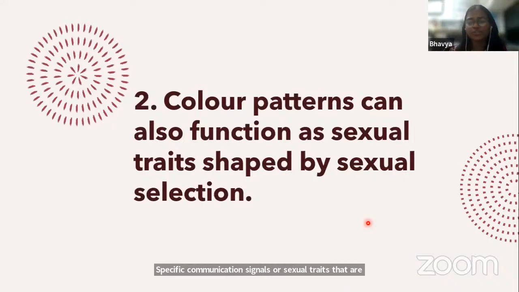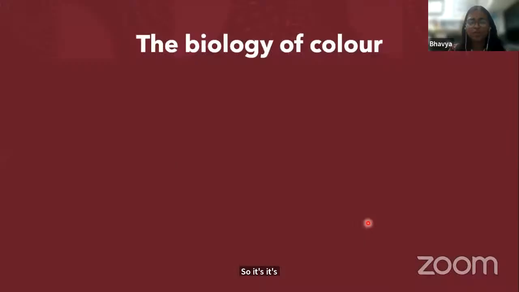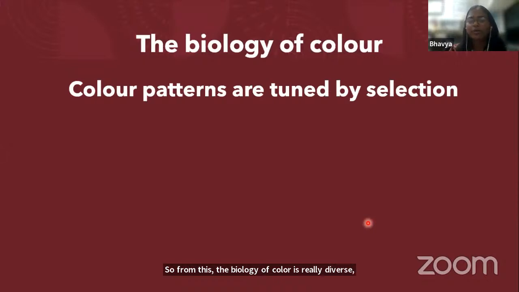And by sexual selection here, I just mean exactly what I've been talking about in the past few slides, where you can use these traits to choose a particular mate in a species. So it's species specific coloration. From this, the biology of color is really diverse, and it's not really easy to study because color patterns are tuned by a variety of selective forces. Basically, you have to tune colors so that you can maybe keep predators away, but you also have to tune the colors so that individuals of your own species can still recognize you as the same species, right?